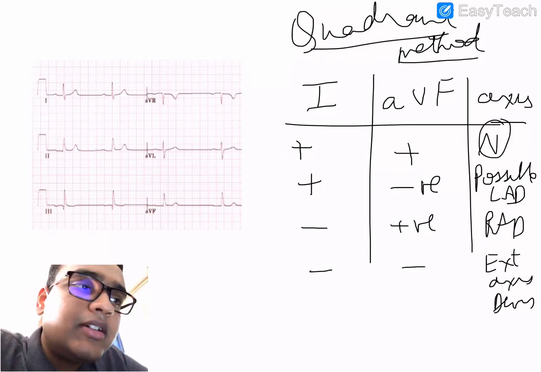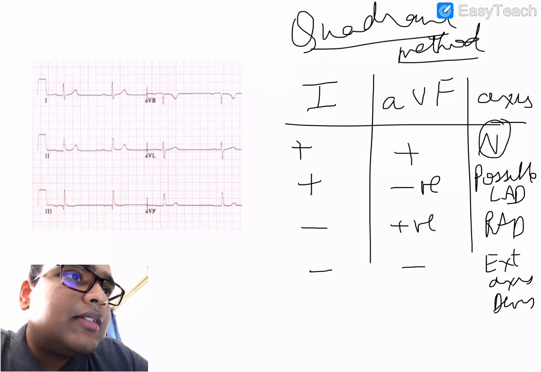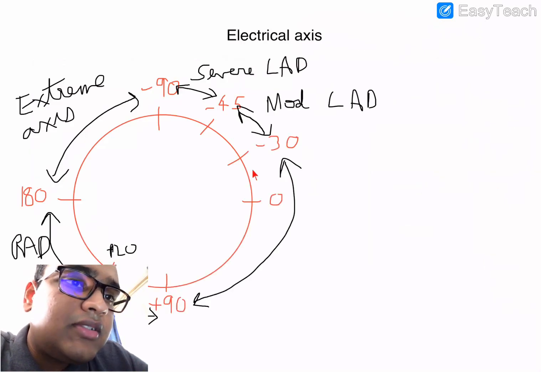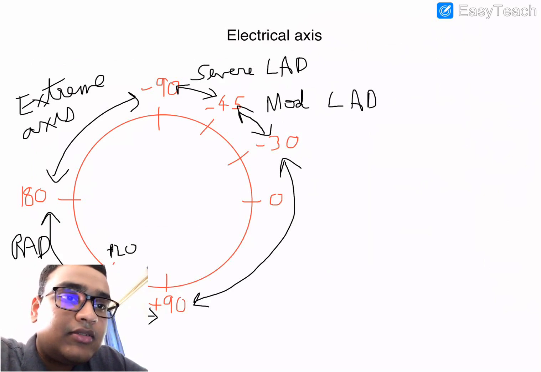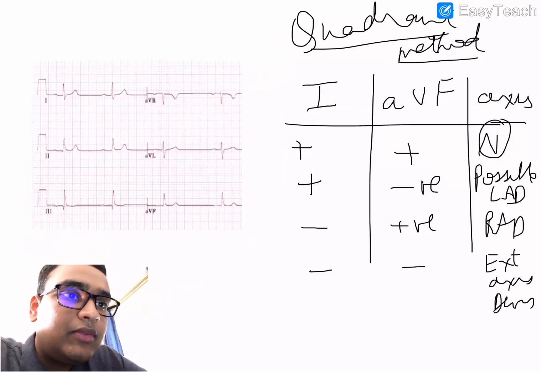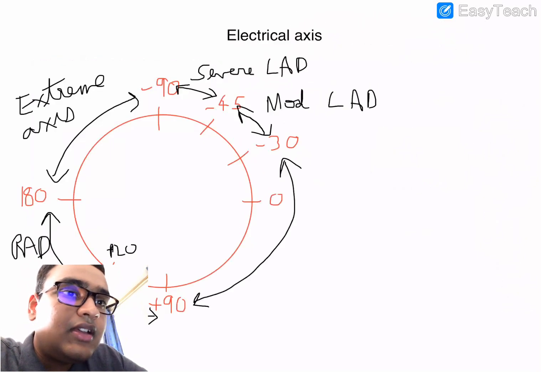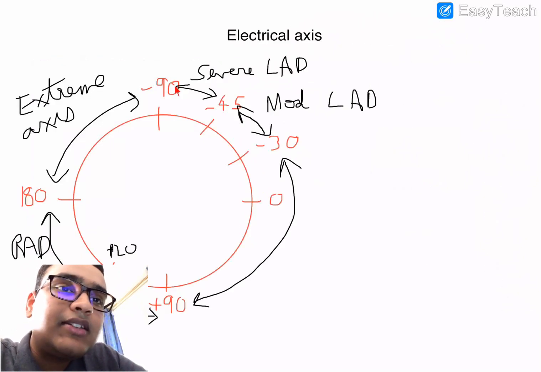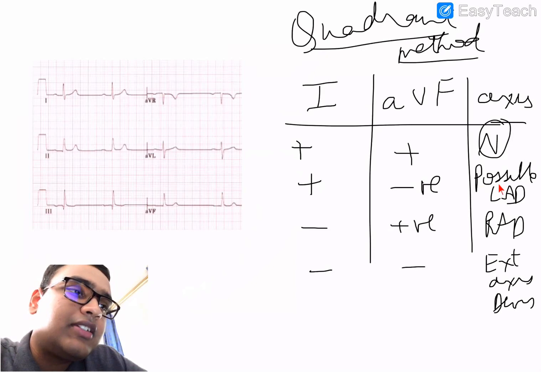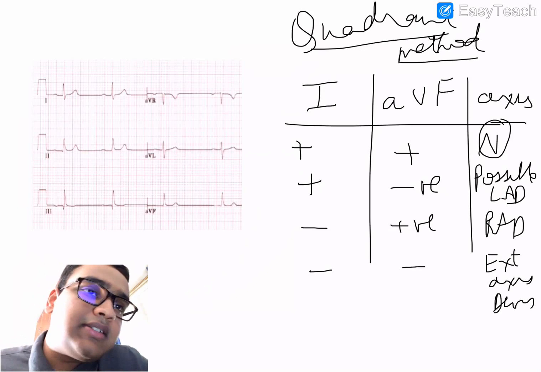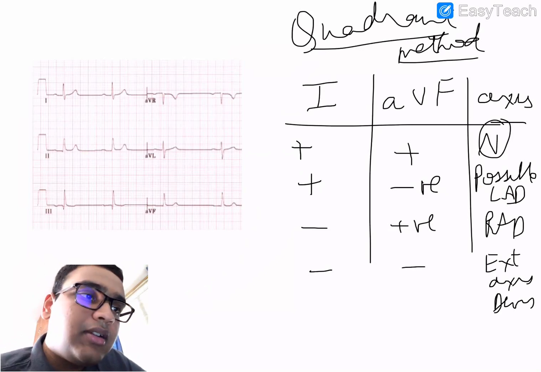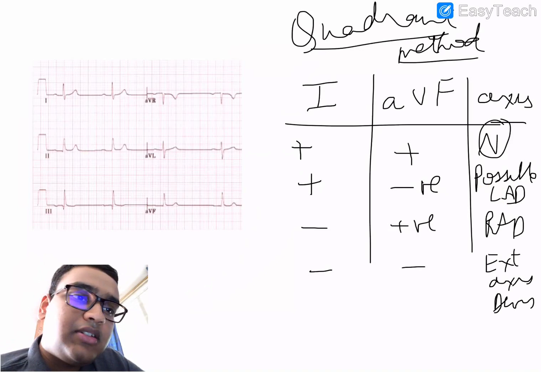I say possible here because, let's go back here. As you can see here, 0 to minus 30 is also considered normal axis. So if lead 1 is positive and AVF is negative, it indicates that it's between 0 and minus 90. So it can be here also. You can't say for sure it is left axis deviation. You can say it could be possible left axis deviation. To be sure, you have to see lead 2 also, which we'll see in the next method, which is a more accurate method.